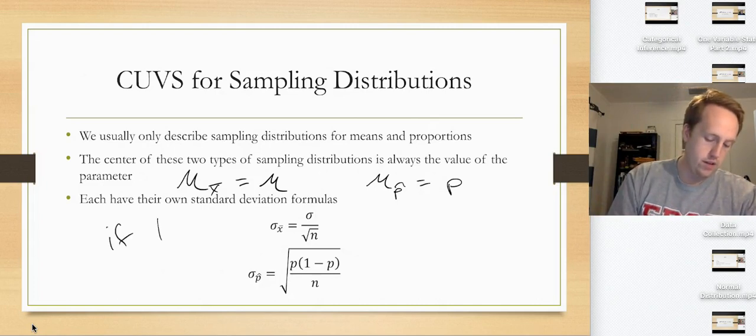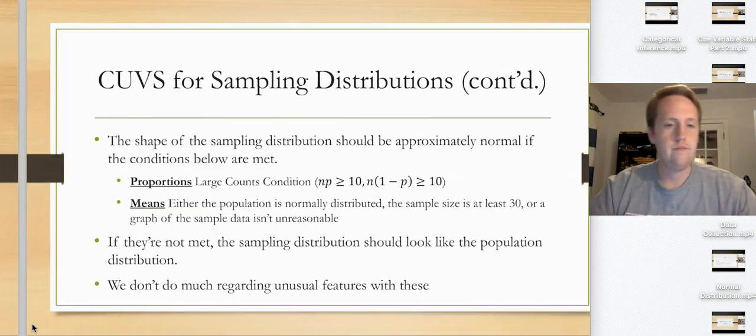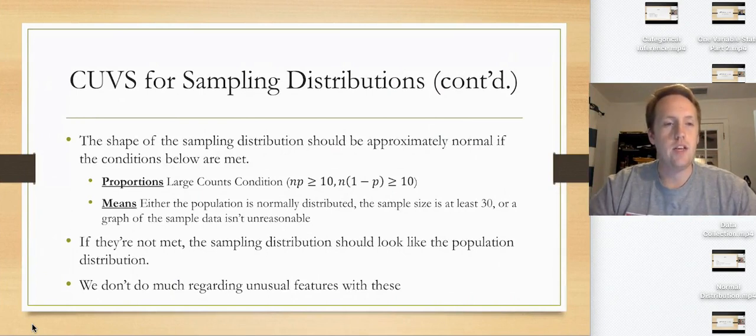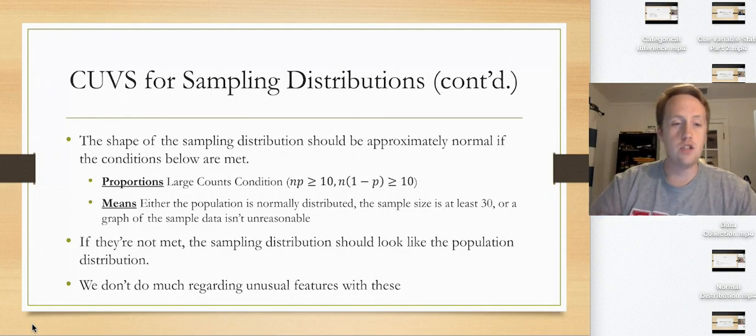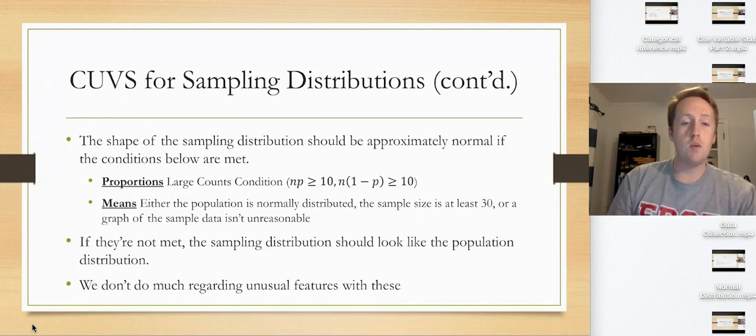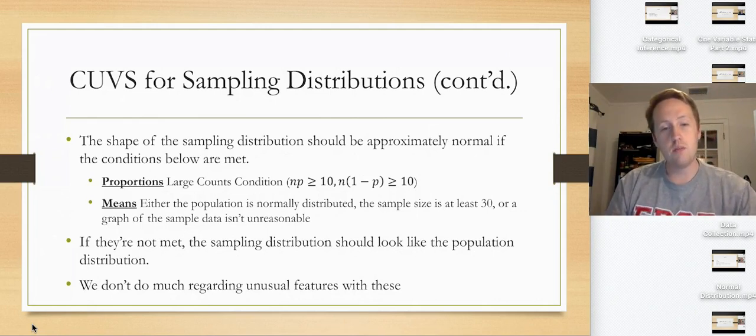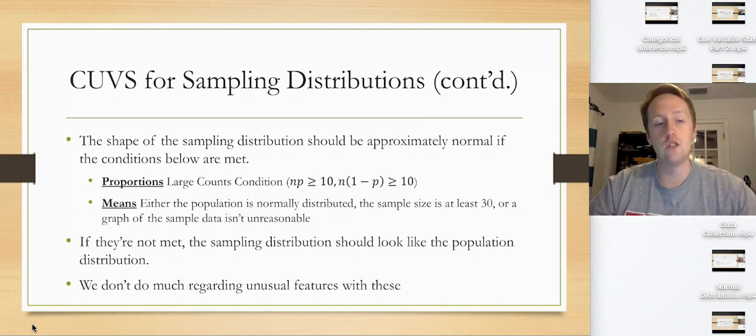If the 10% conditions are met, the shape should be approximately normal if one of the conditions is met. So for proportions, remember we need large counts. For means, we either need the population to be normally distributed, or the sample size needs to be at least 30, or a graph of the sample data isn't unreasonably skewed or doesn't have a bunch of outliers, right? We don't want outliers. If those conditions aren't met, the sampling distribution should look like the population's distribution. And we don't really do much regarding unusual features.